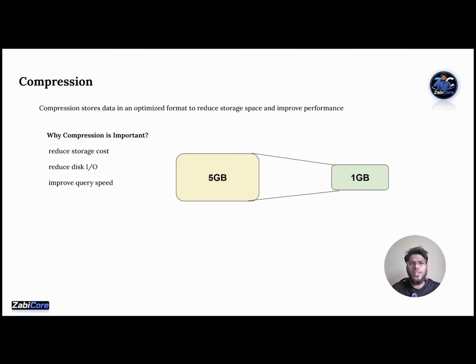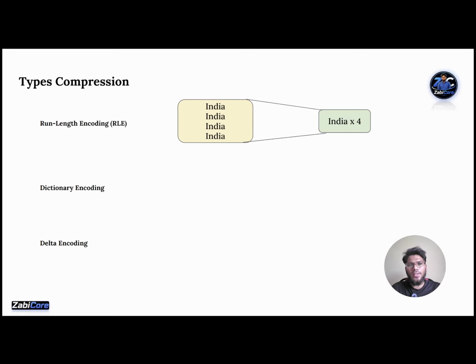So why do we have to use compression? Compression will save the storage cost. It will also reduce the input and output overhead, and improve the query performance, correct? These are the types of compression we have. In Snowflake we don't know which compression it will use internally, but these are the compression algorithms we have. Snowflake will use some advanced compression algorithms to compress its data.